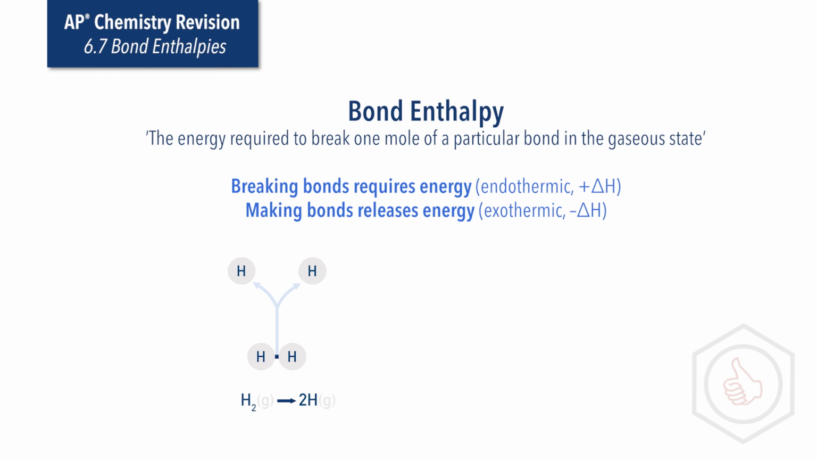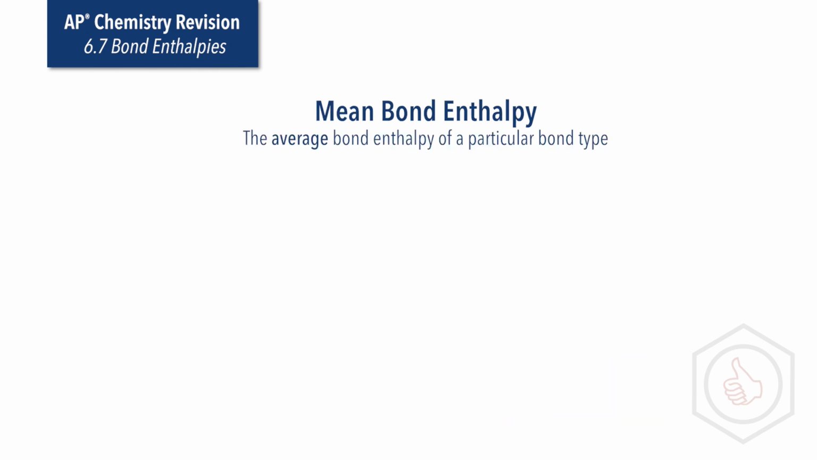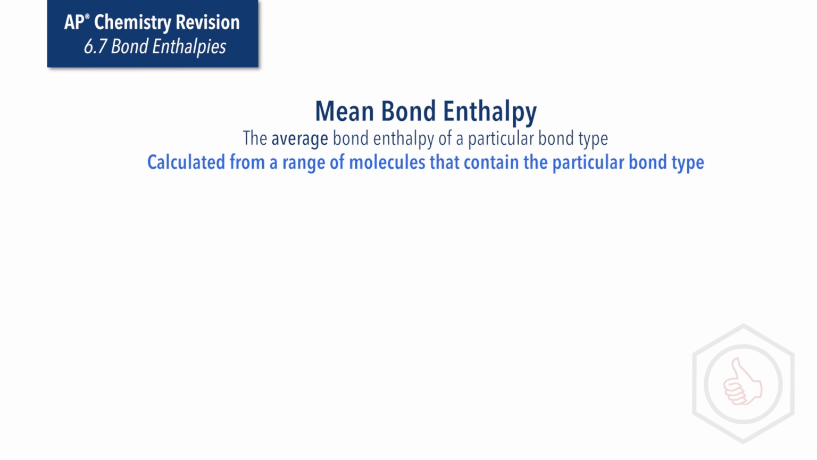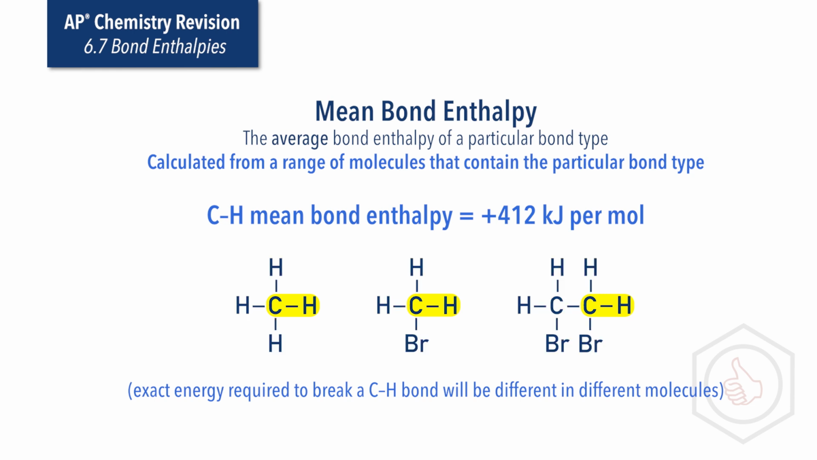As a result, the potential energy of the atoms goes up when the bond gets broken. Equally, when these atoms with a higher potential energy then form covalent bonds again, their potential energy will decrease and they will release energy, making the process exothermic. Mean bond enthalpy is the average energy required to break a particular bond type, averaged over several molecules containing that bond. For example, the mean bond enthalpy of a carbon-hydrogen bond is positive 412 kilojoules per mole, but the exact amount of energy required to break a carbon-hydrogen bond will be different in different molecules because their environment is slightly different.